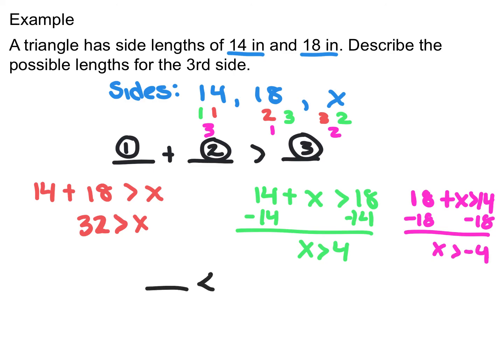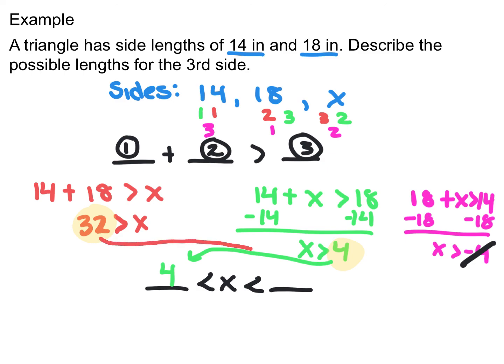Now if I want to rewrite this as an inequality, I can fill in my numbers. We automatically know that negative 4 is not a possibility because I can't have a negative side length. So my smaller of the sides, 4, fills in the first blank. And the larger of my sides, 32, fills in the second blank. So my answer is 4 is less than x is less than 32, which I can say is the range describing the possible values.